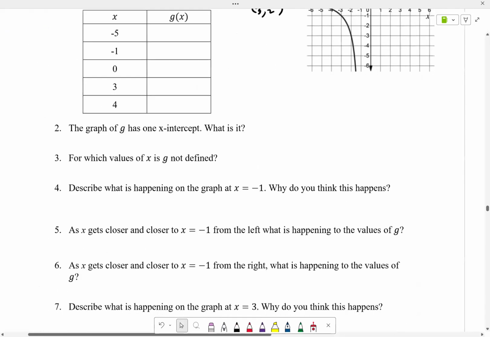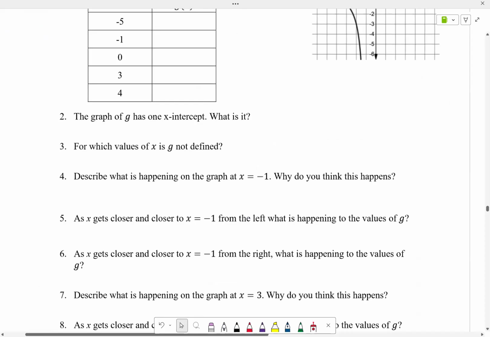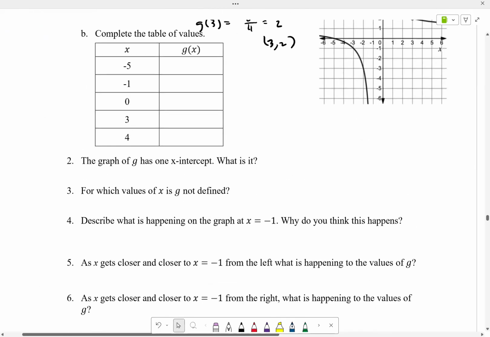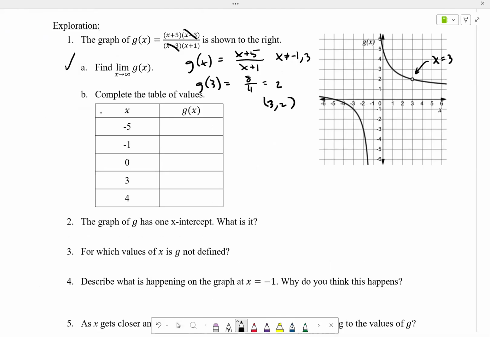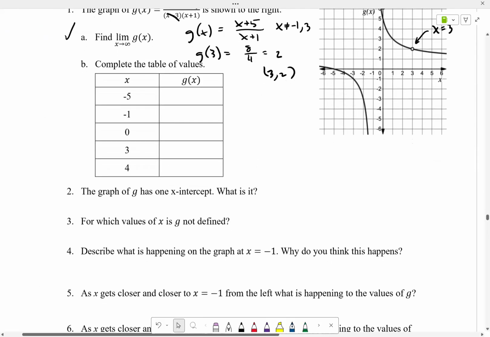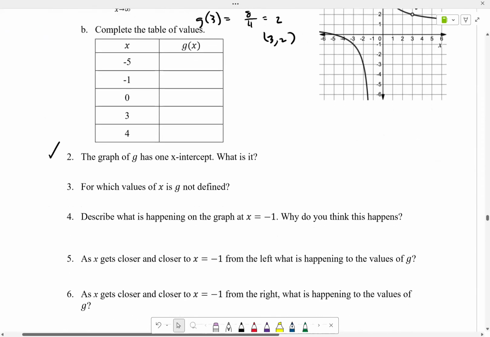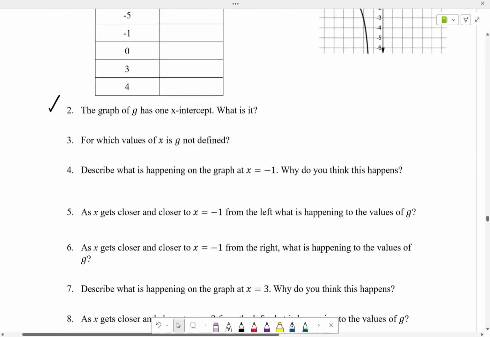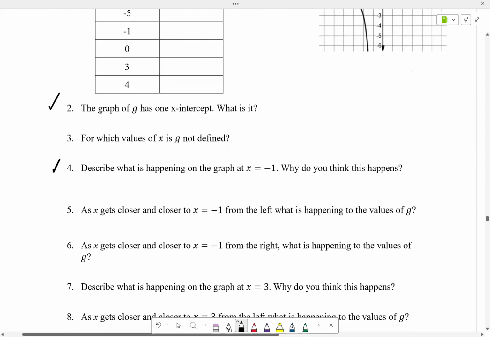Okay. So let's see what you can do. Let me see if I can put this back. Okay. I want you to answer A. 1A, 2. I'll check a bunch of them. You could just discuss with your neighbor and write it down as you're going.